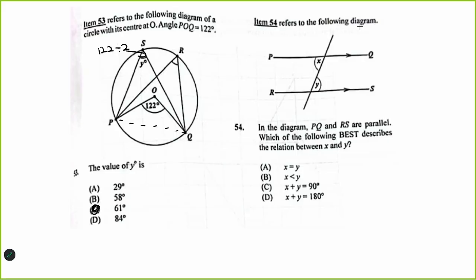54 refers to the following diagram. If we can see it, it's a Z angle, and Z angles or alternate angles are equal. So these are equal. X and Y are equal.